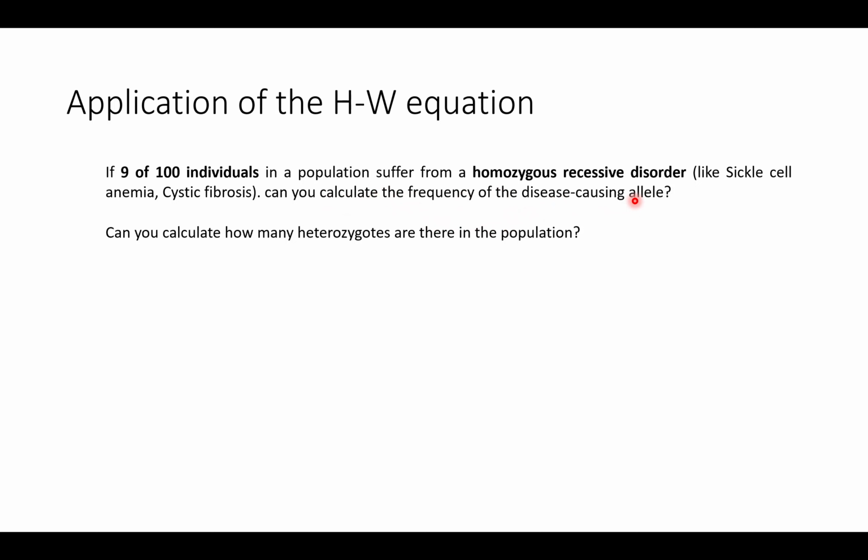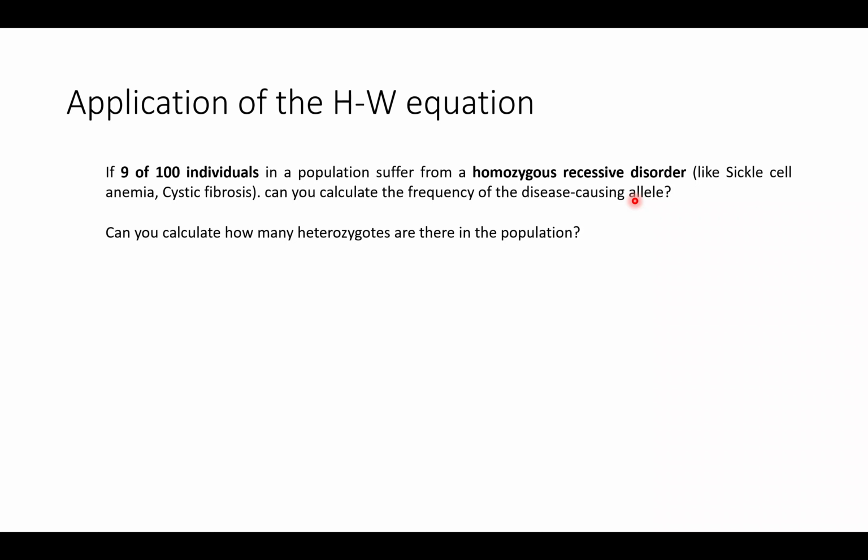Okay, someone I think put in the chat box. Okay, 0.09. Okay, let others also solve this. Then we'll go to the second half of the question. It's okay, you can try and write in the chat box. Even if it is wrong, doesn't matter. You will get the idea. 9 out of 100 individuals, homozygous recessive disorder. Calculate the frequency of the disease causing allele.